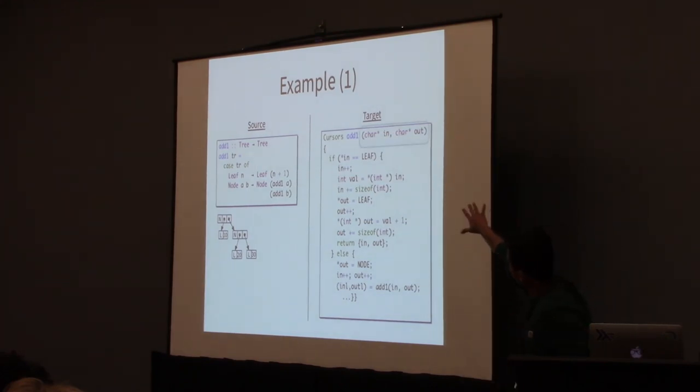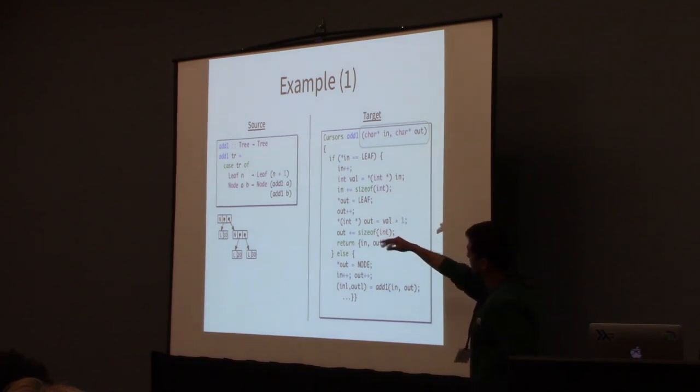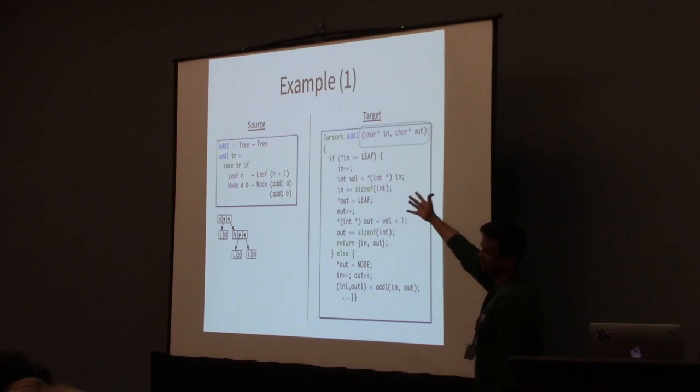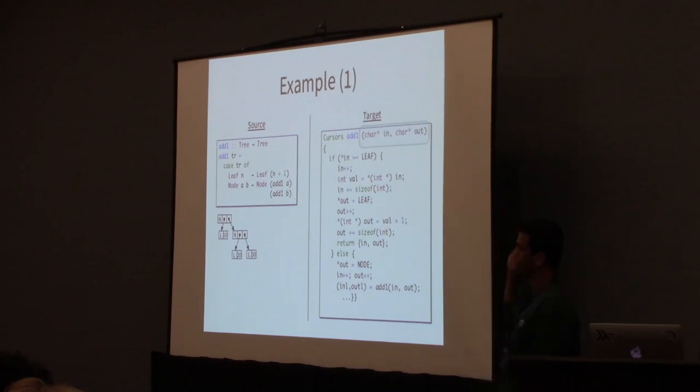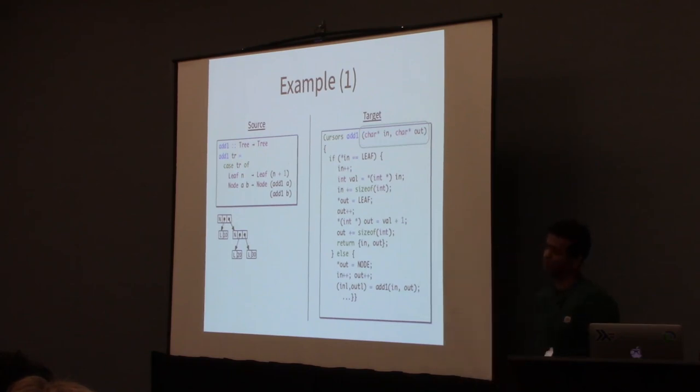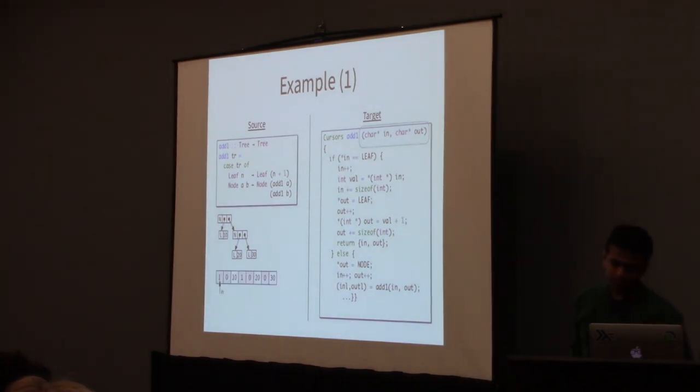So notice that instead of just taking one tree and returning one tree, it's taking these two pointers, suggestively named in and out, because one is a pointer to the input tree, and the other is a pointer to the output tree. This is using a variant of destination passing style, where programs which want to write something to memory do not allocate anything, but the caller of this function would allocate the block of memory for them, and they just use that.